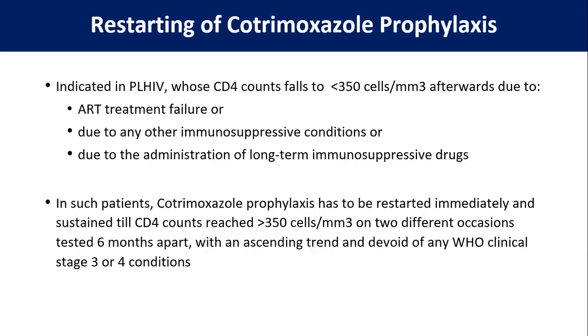Now, restarting of cotrimoxazole prophylaxis is indicated in PLHIV whose CD4 count is less than 350 due to either ART treatment failure, or due to immunosuppressive conditions like diabetes mellitus, or due to administration of long-term immunosuppressive drugs, as in the case of cancers or different arthritis. So in those cases, the CD4 count can go down to 350 and we have to restart CPT.